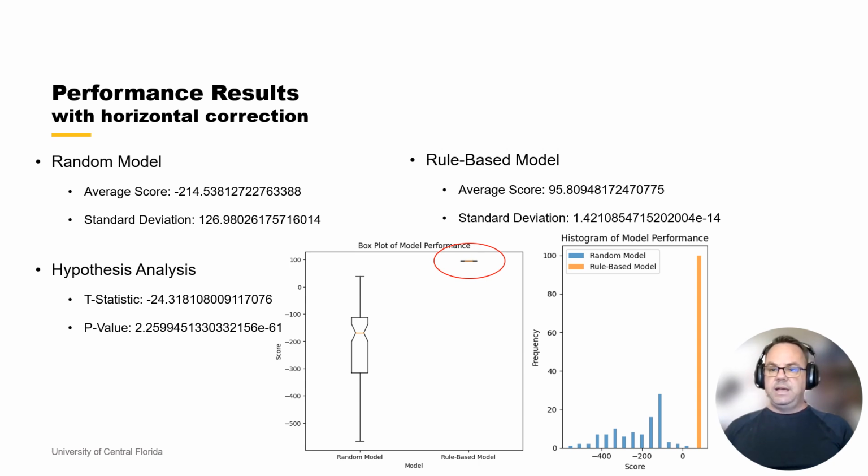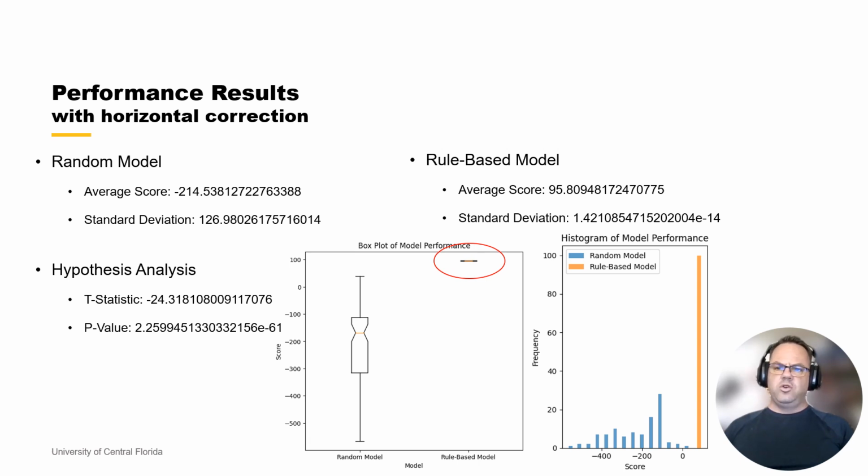And then if we look at the hypothesis, we conducted a hypothesis test. The t-statistic was negative 24, and the p-value was an extremely small 2.26 times 10 to the negative 61. The negative t-statistic clearly indicates that the rule-based model significantly outperforms the Monte Carlo model. The extraordinarily low p-value confirms that the difference in performance between the two models is statistically significant and not due to random chance.